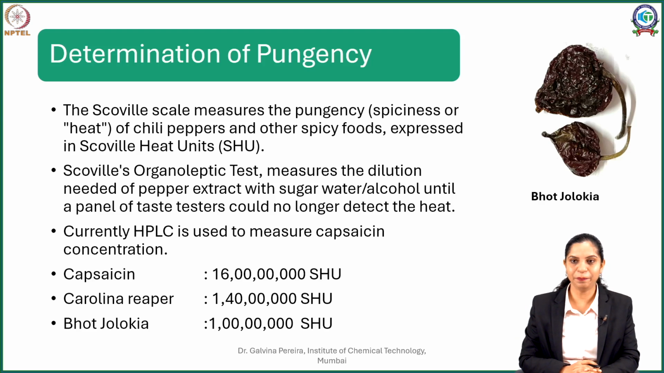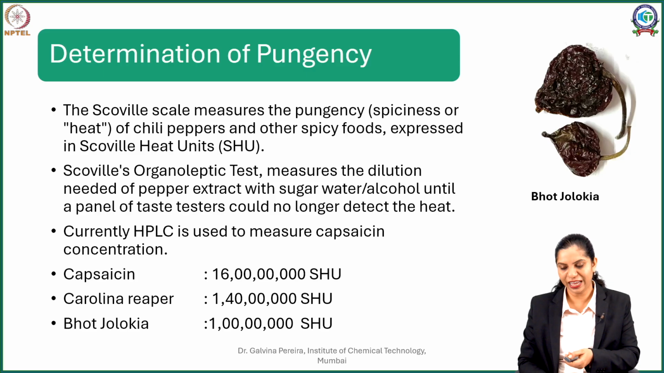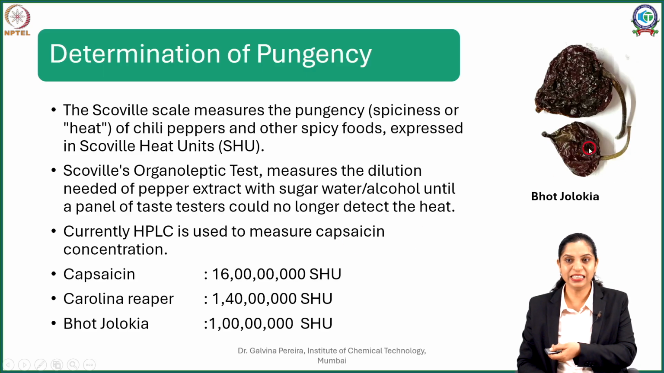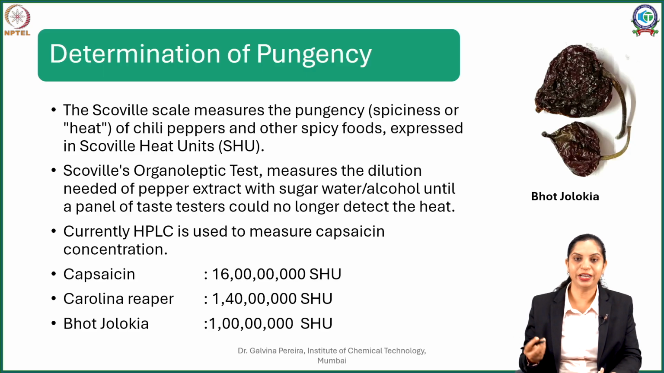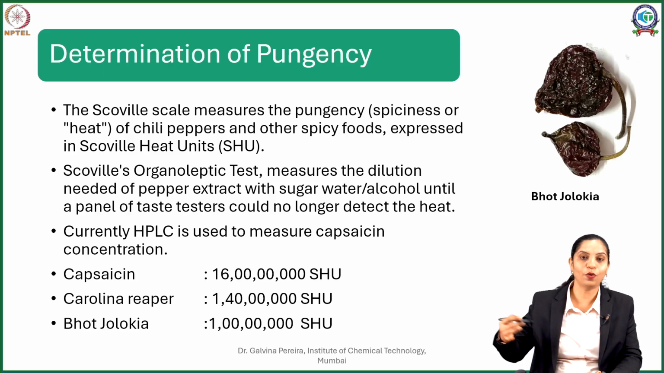I'll give you an example. Now in India we have a spicy chili often referred to as king chili or bhoot jolokia. Now this chili is what is called about a crore of SHU. A crore of SHU means you have to take 1 gram of it and disperse it in 1 crore ml, you can put it in that much.